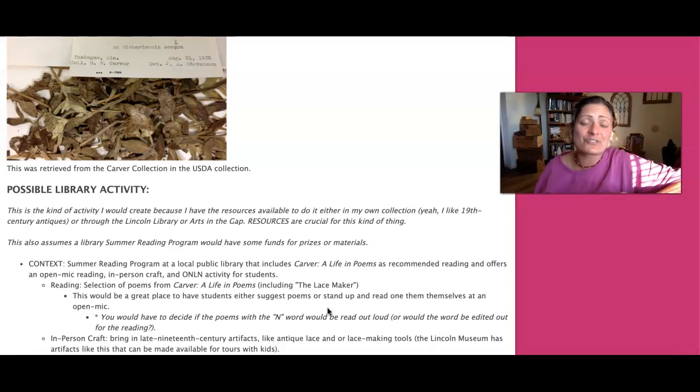Yeah, I like 19th century stuff. So I've got 19th century things, not just yarn and crocheting needles, which are very modern, but the shuttles that would have been used to weave, the carding combs from the 19th century, things like that. I like old stuff. So I could take that sort of stuff and I could take also resources, say, at the Lincoln Library or the Arts in the Gap program and bring them together and make something like this.